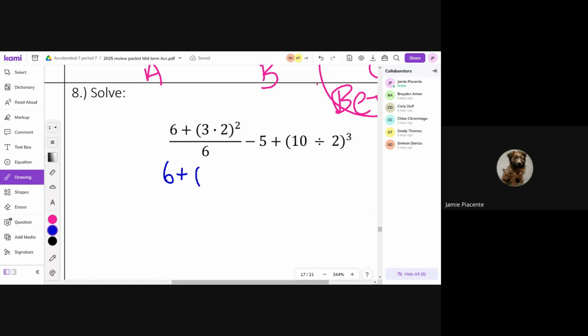We're going to keep it in parentheses until you do the exponent, because it could be a negative, and a negative in the exponent is different if there's a negative on the outside. So keep it in parentheses until you solve it in your calculator, and type the parentheses in your calculator. So 3 times 2 is 6. This is 6 squared all over 6 minus 5 plus 10 divided by 2 to the third power.